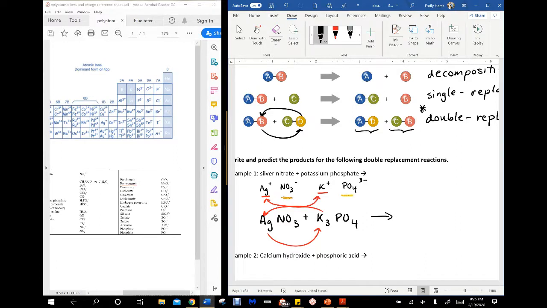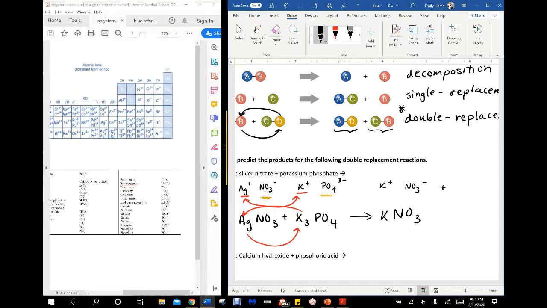So from this first compound, nitrate has stayed in its place, but now potassium has come over to be with it. They're both in a 1-to-1 charge ratio, so that first new product will be KNO3. Then for our second product, phosphate has stayed in place, and now silver has come over to be with it. Since silver is a +1 charge, we need 3 silvers to match up with the phosphate. And so what you're noticing is that each time we build a compound, whether it be a reactant or a product, we need to think about balancing our charges.